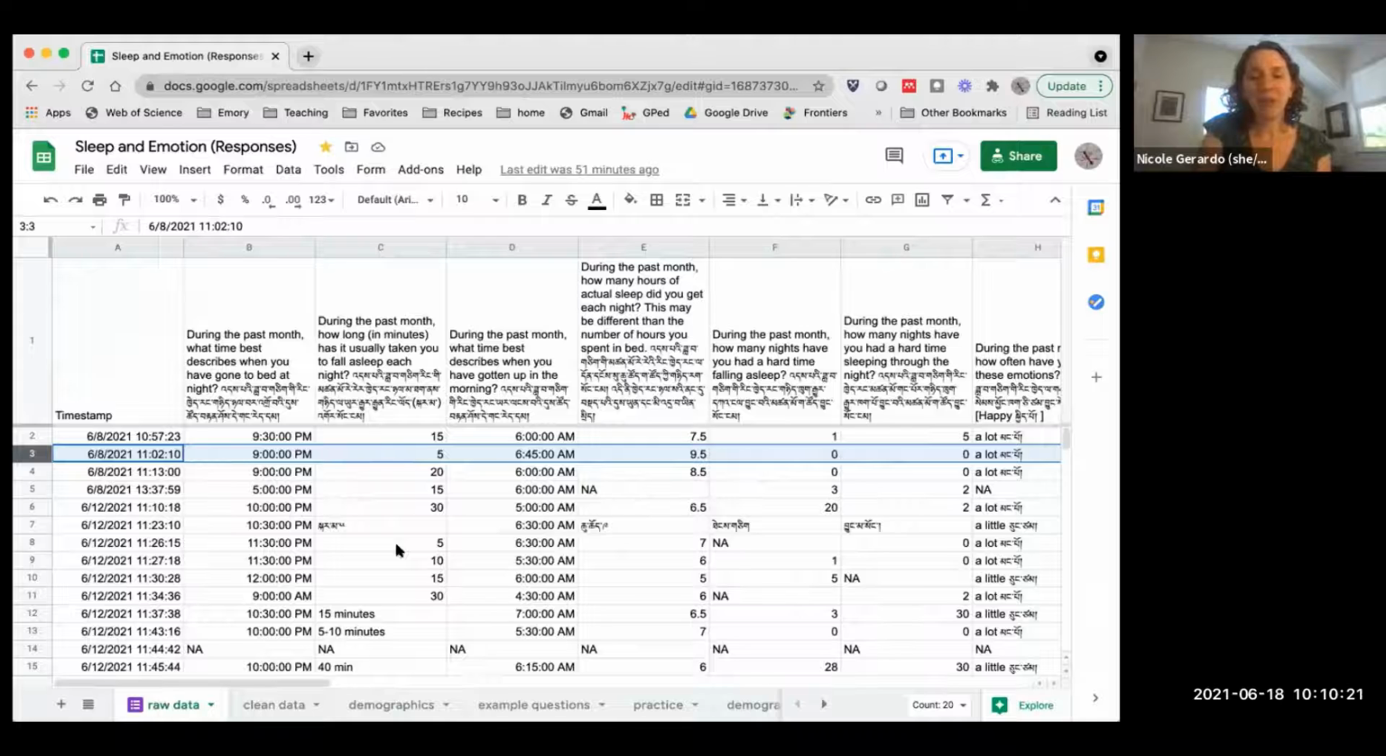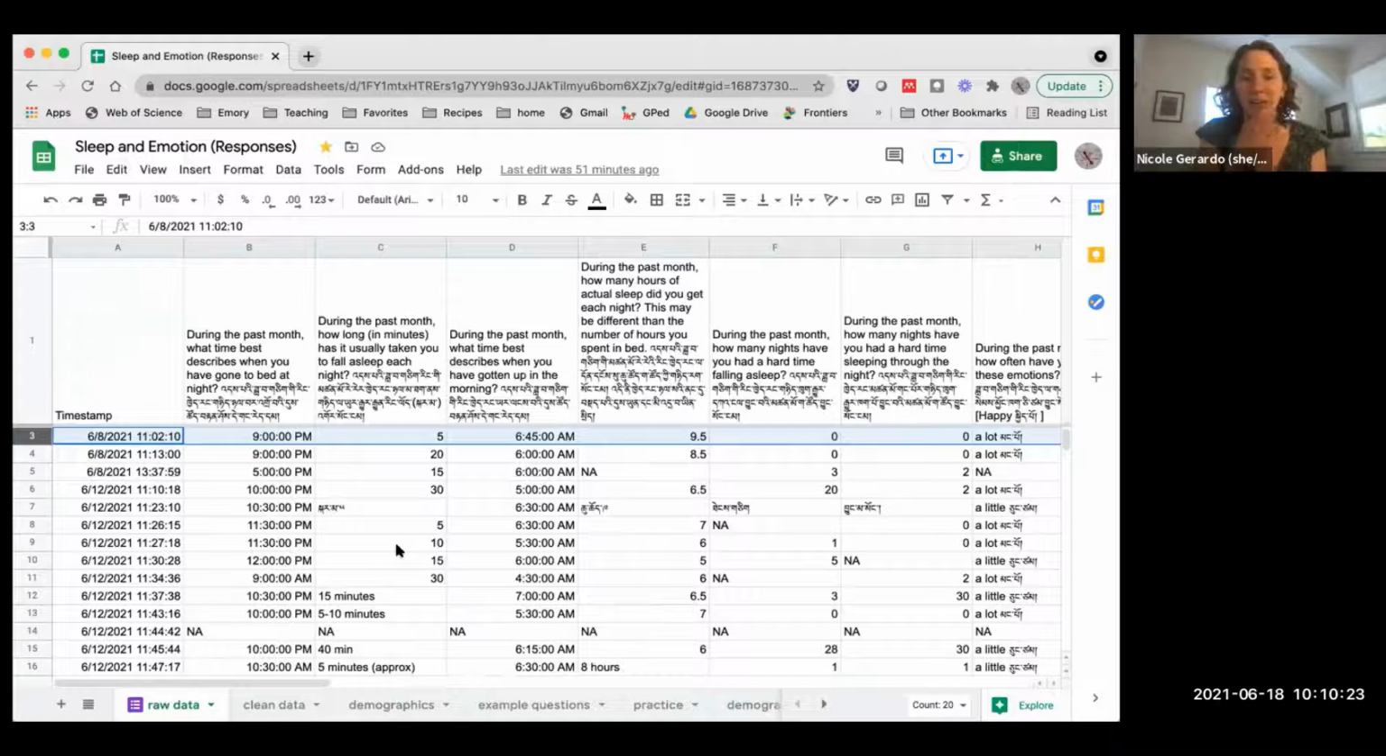So if we sort of look at other data, we can see that there's some challenges of how people provided data that could make it hard to analyze.